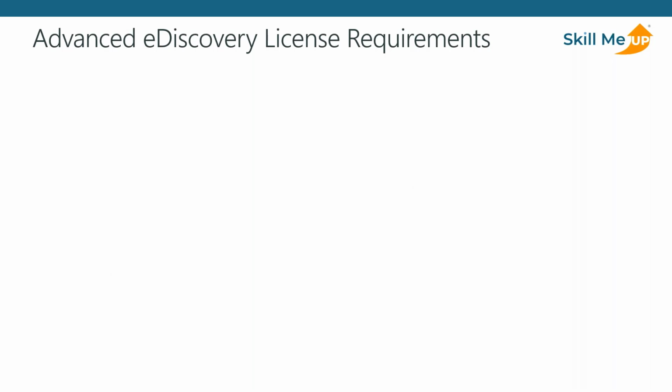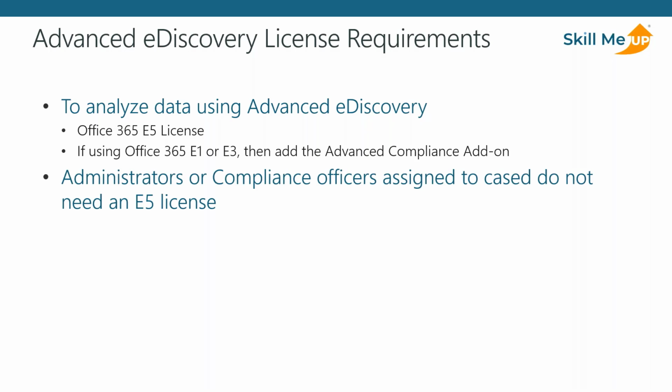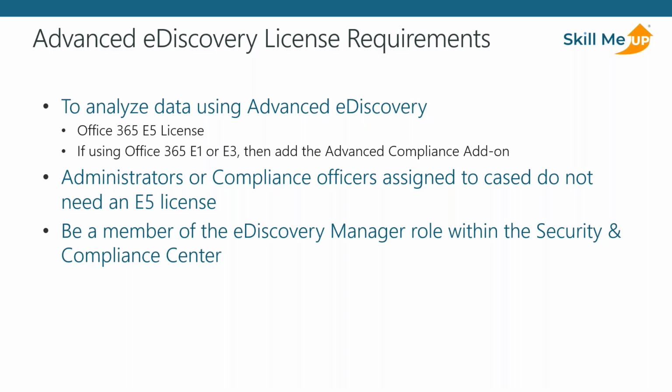If you wish to utilize the advanced eDiscovery components that come after doing a content search, then you'll need to have an E5 license, or at least have the advanced compliance add-on license. You'll need to be an administrator or compliance officer assigned to that. You'll also need to be a member of the eDiscovery manager role within the Security Compliance Center, and this will be questioned on the exam.